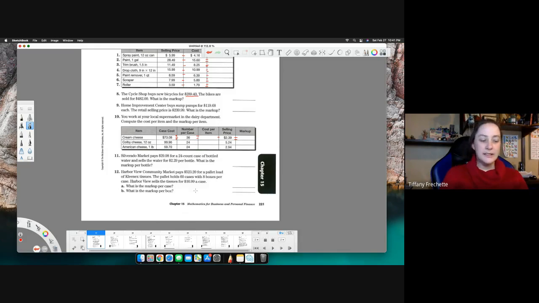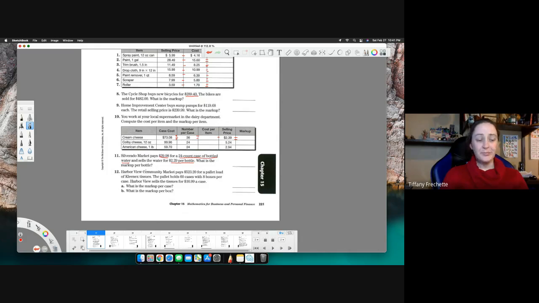exactly the same idea here as the table. So we have Silver Auto Market pays $29.98 for a 24 count case of bottled water. So this is how much they pay for the case, and sells the water for $2.29 per bottle. What is the markup per bottle?